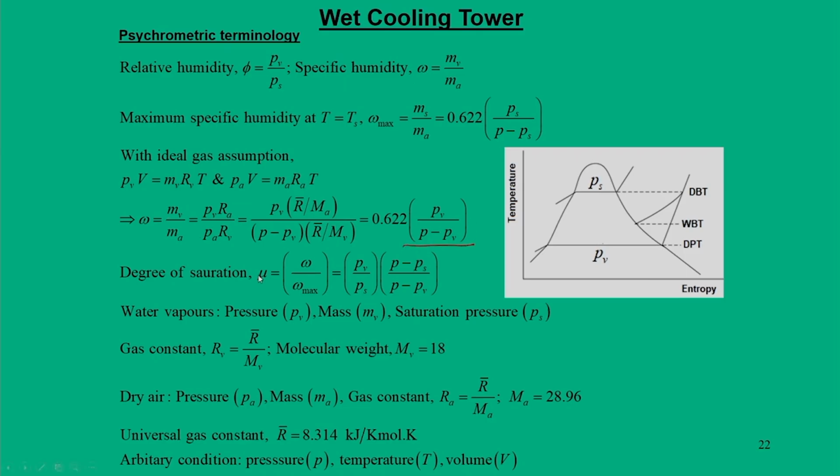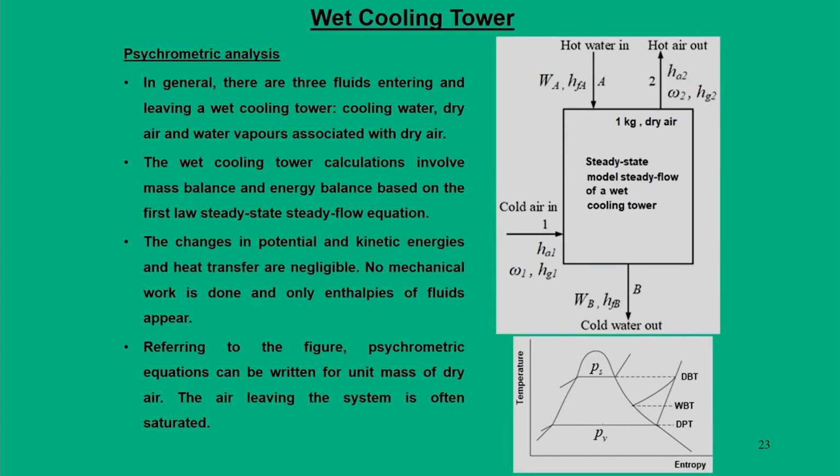Then we can obtain the expression for degree of saturation, that is omega by omega max, and this omega max is obtained by putting PV equal to PS. So that is the maximum specific humidity that we can obtain. Now, with these psychrometric terms, we are now able to analyze the concept of psychrometric analysis.